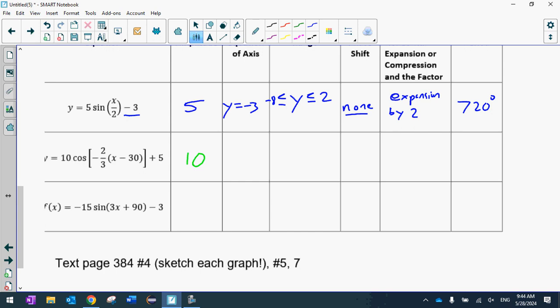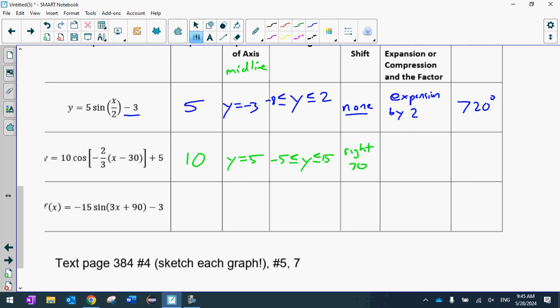All right, so for the next one, amplitude's 10. Your axis is at y equals 5. Okay, so y equals 5 is your axis or your midline. They mean the same thing. I always call it the equation of the axis, and I've heard people start calling it the midline. And so actually, that's a really good name for it. If you go up 10 from the midline, you get 15. You go down 10, you're at -5. So the y values are between -5 and 15. The phase shift is to the right 30.